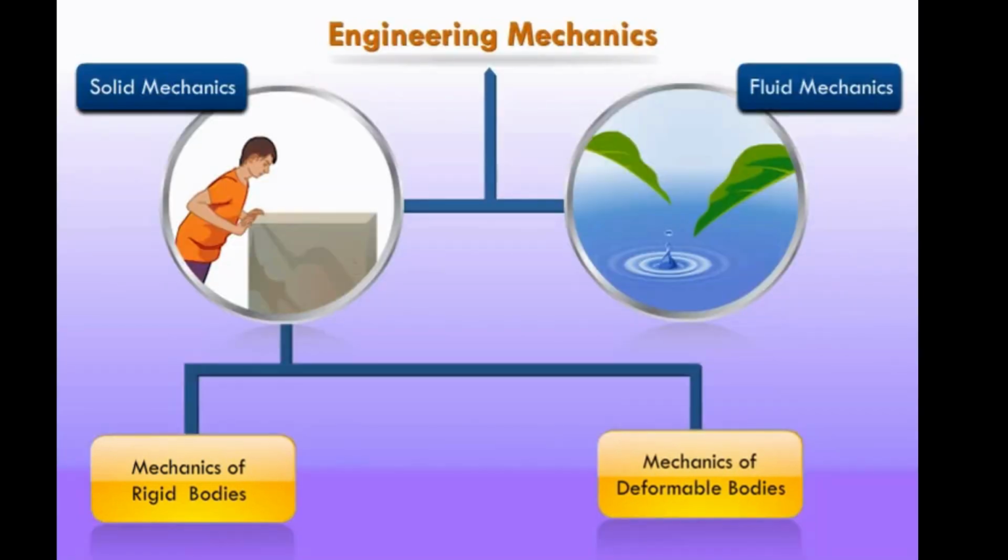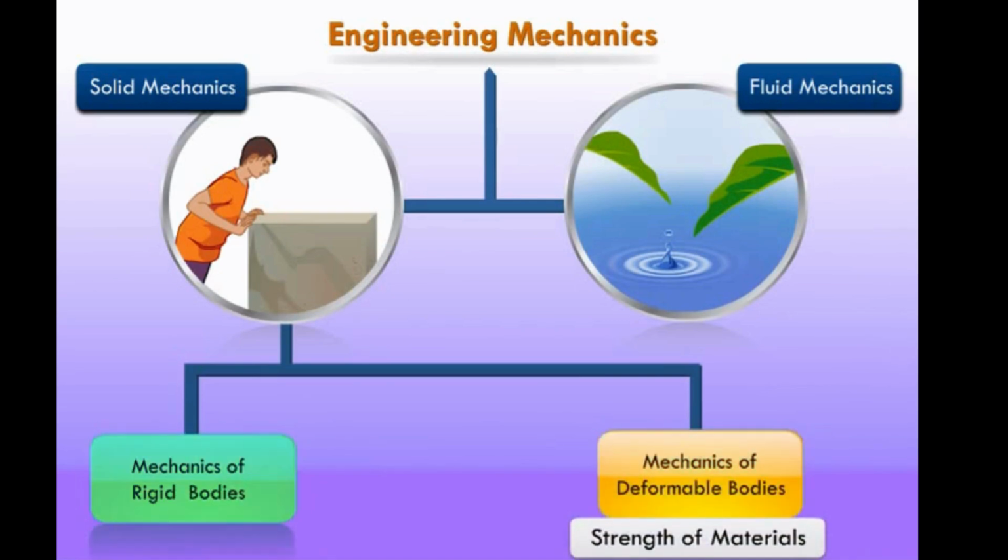The study of deformable bodies is also known as the strength of materials. Our study will deal with the mechanics of rigid bodies under the heading Engineering Mechanics. So for us, engineering mechanics is the mechanics of rigid bodies.